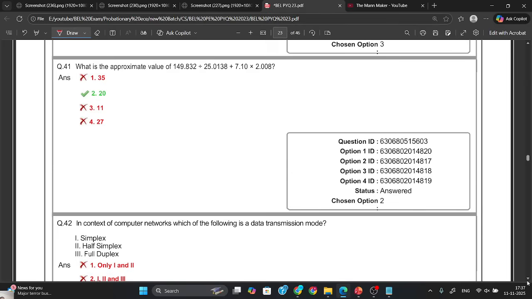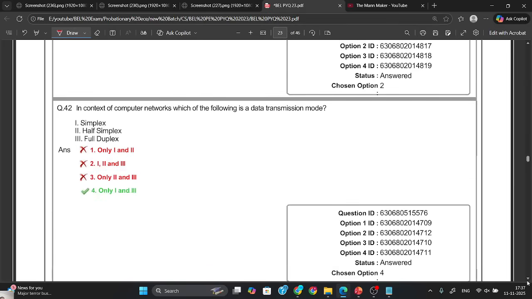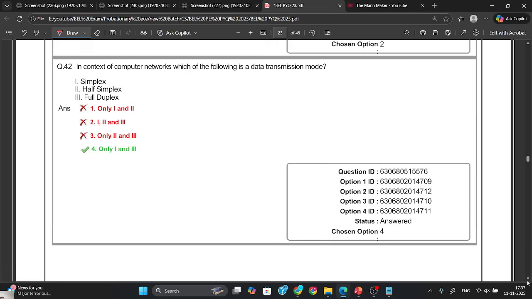What is the approximate value? This is again aptitude. In the context of computer networks, which of the following is a data transmission mode? For data transmission mode, we have simplex, half duplex, and full duplex. But in computer networks we are using either simplex or full duplex. So option 4 is your right answer.